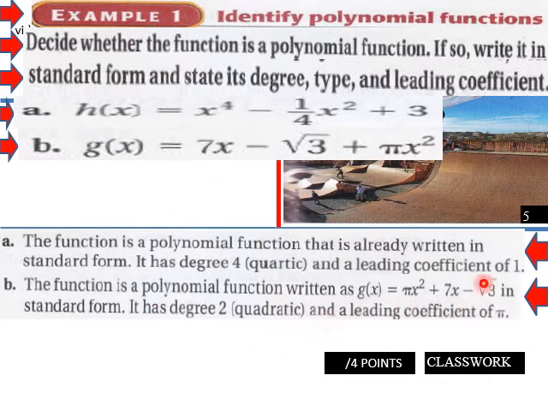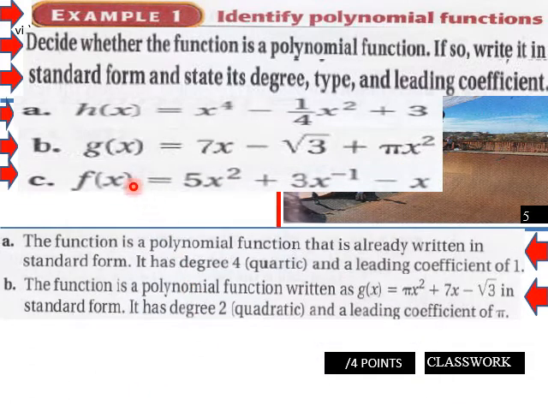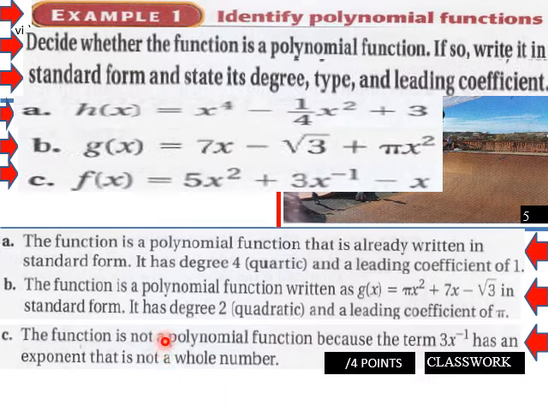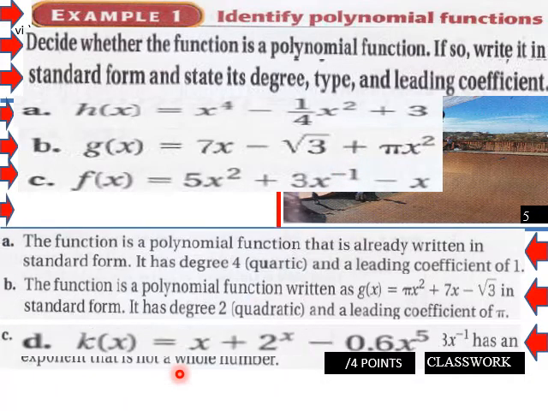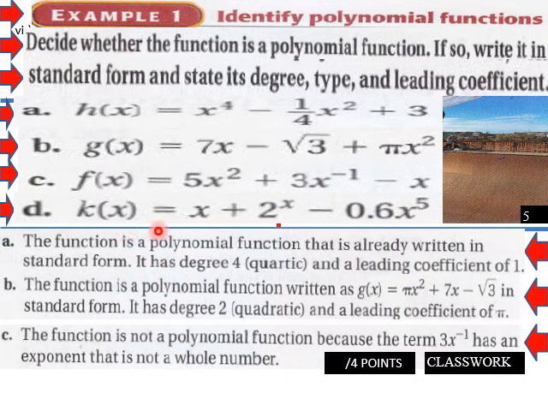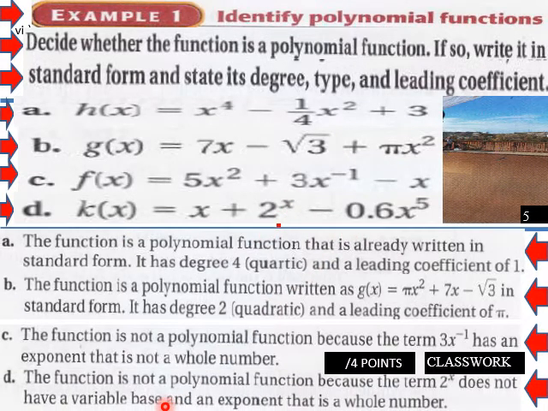Function written like this in standard form. It has degree 2 and a leading coefficient of pi. And then here, f of x equals 5x squared plus 3x minus 1 minus x. The function is not a polynomial function because of this degree right here. And then D, x plus 2 to the x minus 0.6x to the fifth. Not a polynomial function because we have 2 to the x here.